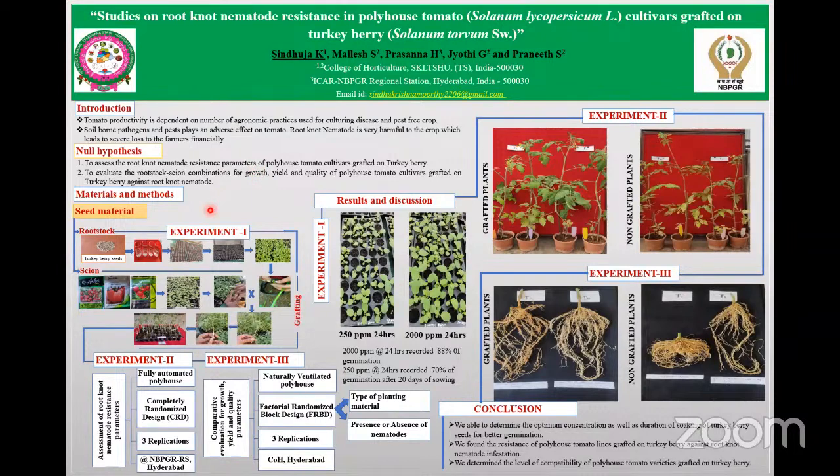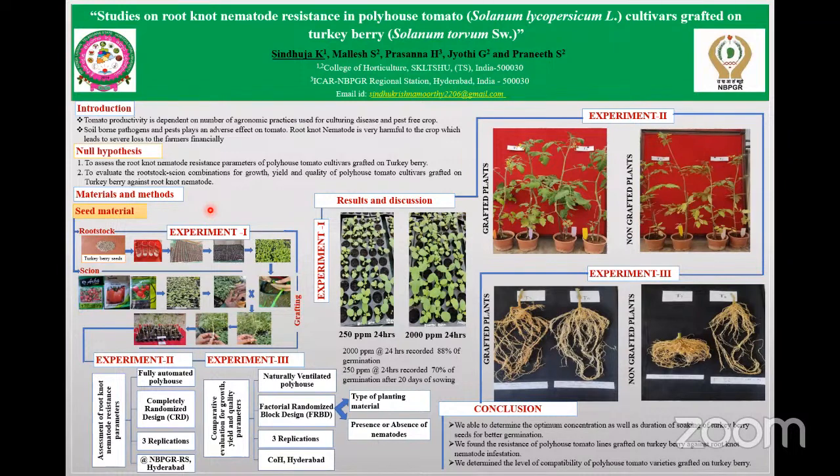Coming to material and method, first, seed material. For grafting, we need rootstock and scion. For rootstock, Solanum torvum seeds were collected from NBPGR New Delhi, which is already partially resistant to nematodes. Solanum torvum seeds have an issue with germination, so we planned one independent experiment: the effect of GA3 treatment on seed germination of turkey berry, with different GA3 concentrations from 0 to 2000 ppm at different soaking durations from 6 to 24 hours. By this, the rootstock was raised.